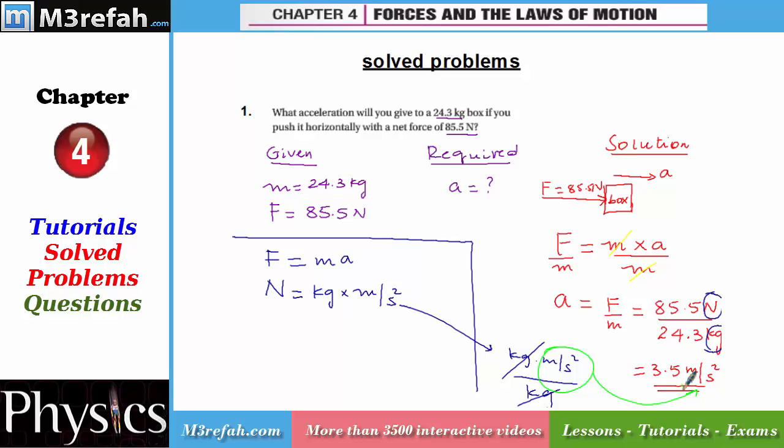So when 85.5 Newton force is applied on a 24.3 kilogram box, it will accelerate at the rate of 3.5 meter per second square. That is the acceleration produced by the net force. Now let's move on to the second example.